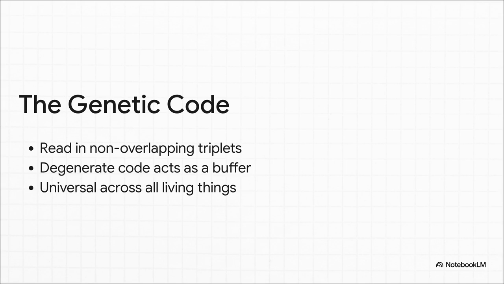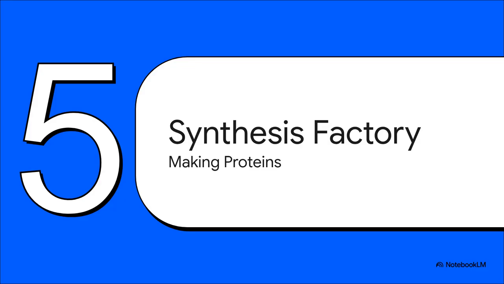Interestingly, the code is what we call degenerate. Since there are 64 possible triplet combinations, but only 20 amino acids, most amino acids are coded for by more than one triplet. This acts as a really clever buffer. A small typo might still result in the exact same amino acid being placed. And profoundly, this code is universal. Whether you're a bacterium, an oak tree, or a human being, the triplet UAU codes for the exact same amino acid, tyrosine. No exceptions.